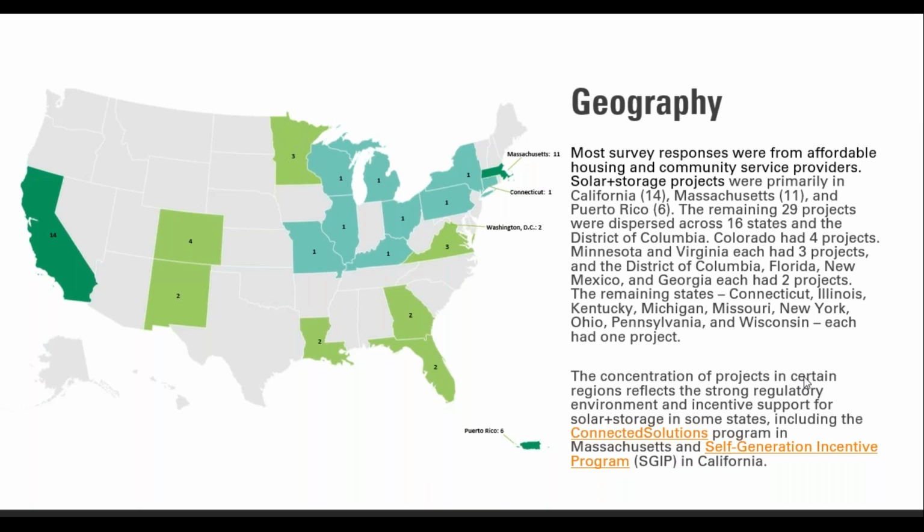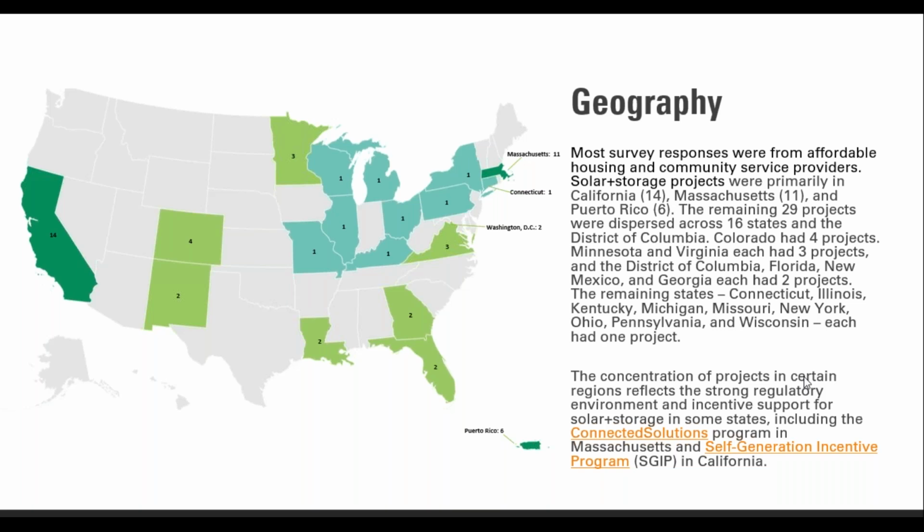So just to give you an overview of the geography of the respondents we were seeing, the majority were from California and Massachusetts, which, if you know the regulatory space at all in those areas, makes total sense. There are fairly strong incentives for solar and storage implementation in those states through things like the Connected Solutions Program in Massachusetts and also the Self-Generation Incentive Program in California.